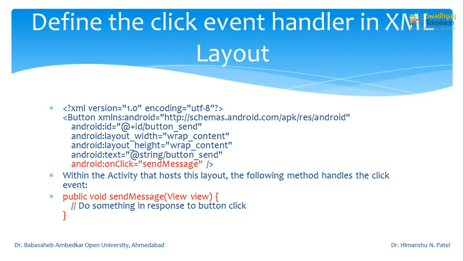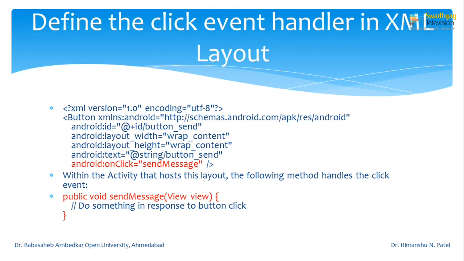Here you can see the XML file which represents your layout. We already discussed this button element, ID is the name of your button. The ID attribute is also very important. Here our button name is button_send. Now, the last attribute is android:onClick. This is a way to specify your event handler. So, here we write sendMessage.